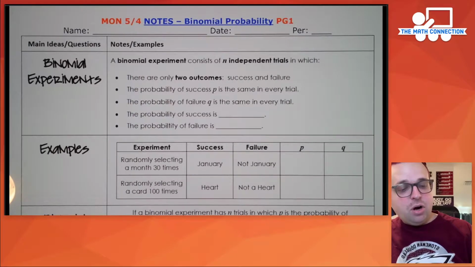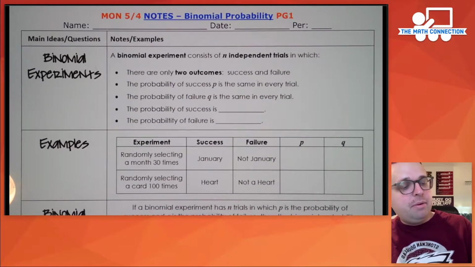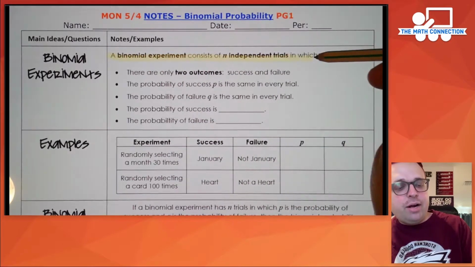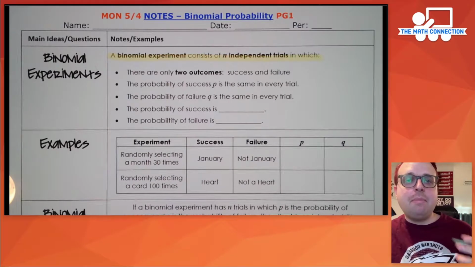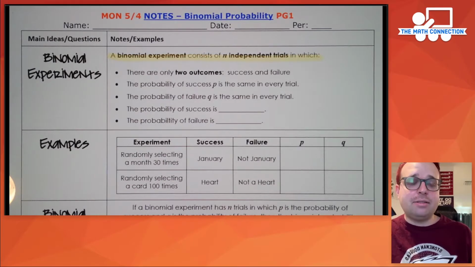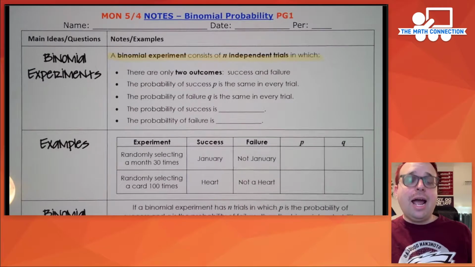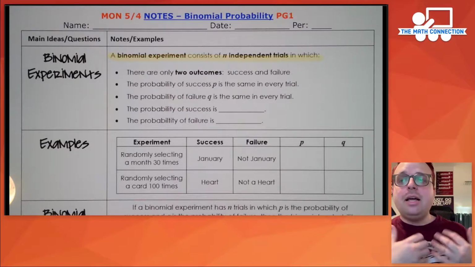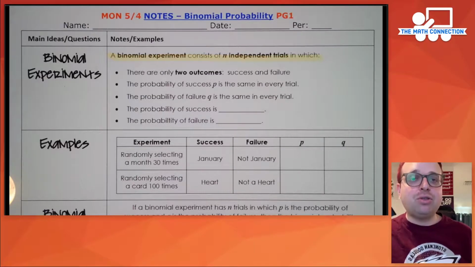And let's get started. So a binomial experiment, I'm going to use my highlighter here, consists of n independent trials. So you repeat the same thing n number of times. Let's say for example it's a coin toss. You take that coin and toss it one time, and that's a trial. Well, let's say you're trying to figure out how many times you're going to get heads if you were to toss it 10 times. So that's 10 different trials because you're repeating the same thing over and over again.